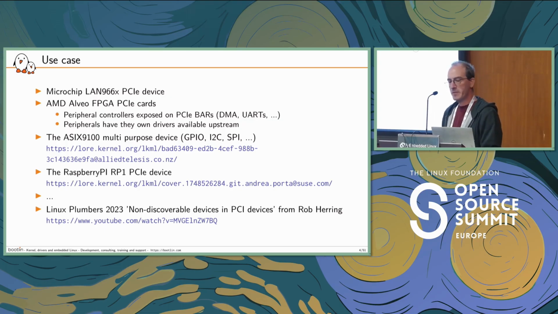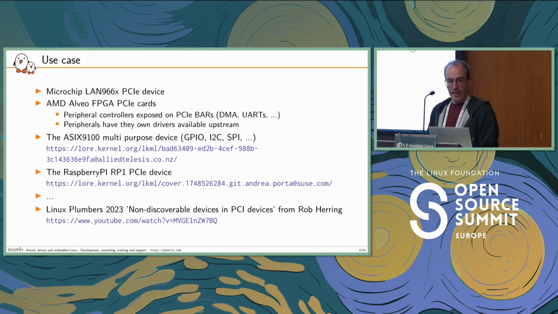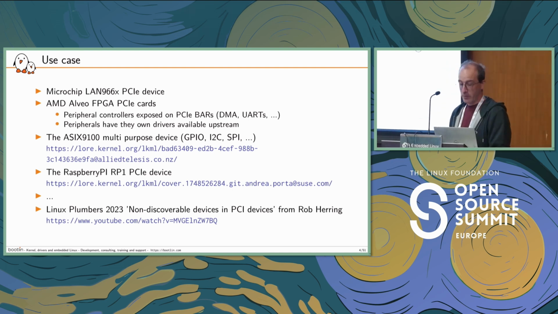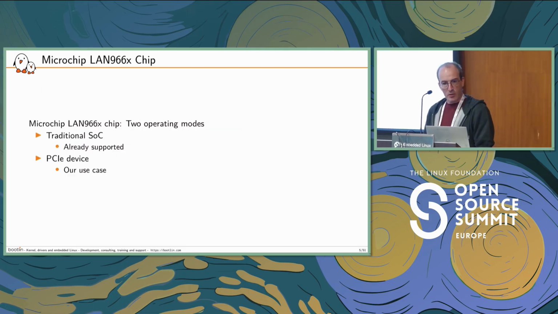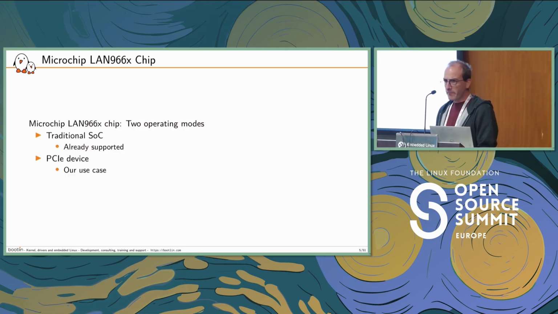I know also about the RP1 PCI board, which is currently being upstreamed. I mean, the series is under review. And a few years ago, in 2023, Rob Herring talked about this feature at Plumbers, and the name was non-discoverable devices on PCI. So let's have a look at the LAN966x chip itself, just to really understand what the feature is.